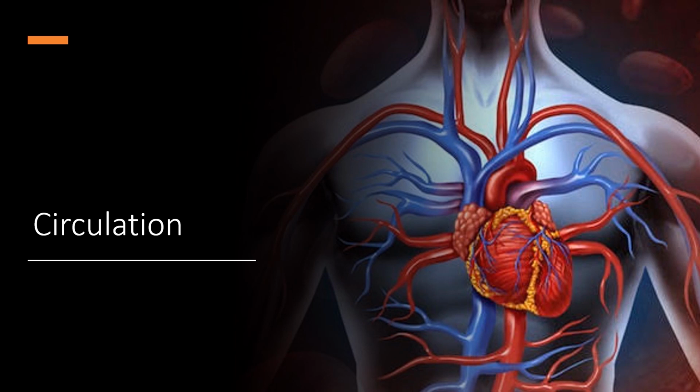Students, up till now we have studied the first part of the chapter, respiration and circulation. Today we will start the second part of this chapter, circulation. In this part of the chapter we will study the circulatory system, or the transport system. Let us see what circulation is.